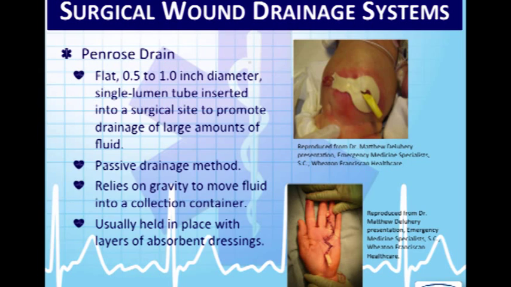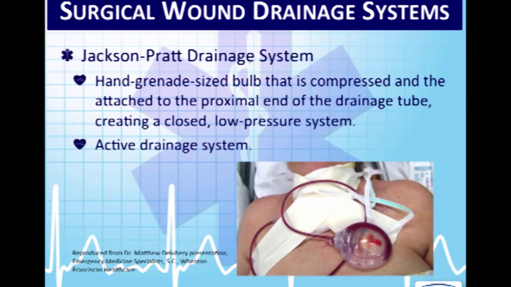We often stitch those into place, but I want to make you aware of them so that you know what a Penrose drain looks like. A little bit more formal than a Penrose drain is what we call a JP drain or a Jackson-Pratt drain. They're often called grenade drains as well.